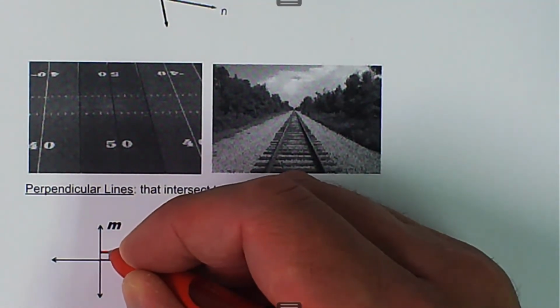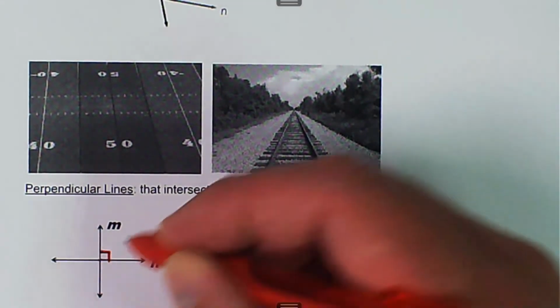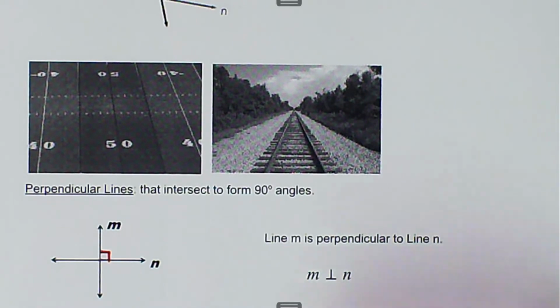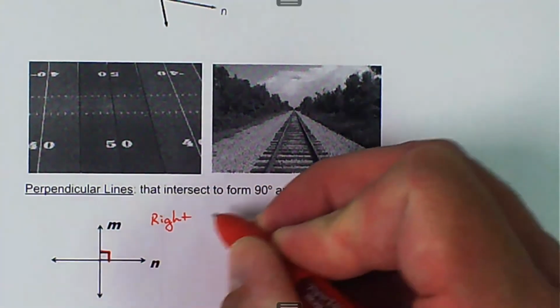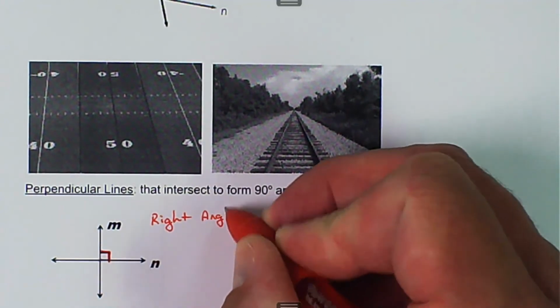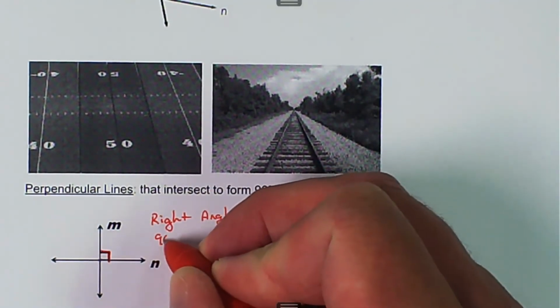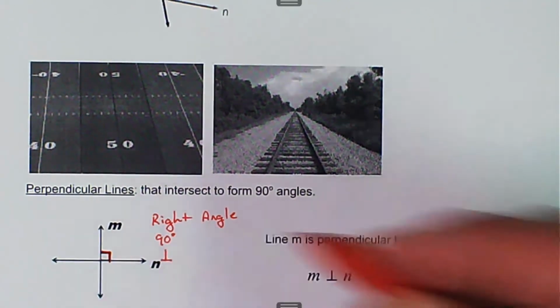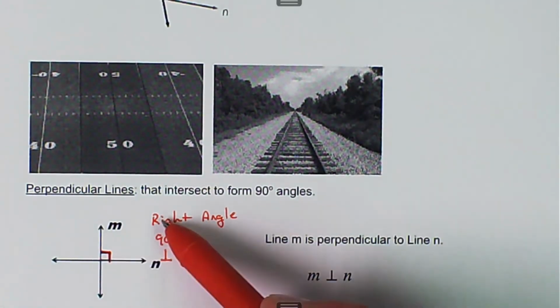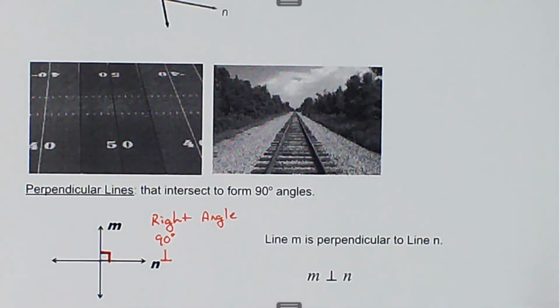And then we have this angle right here. That box right there shows that that is a right angle. That shows that it is 90 degrees, or that shows that it is perpendicular. That box indicates all 3 of those things.